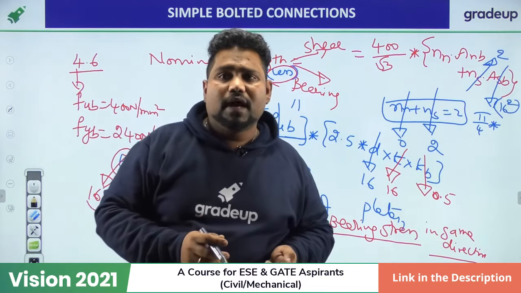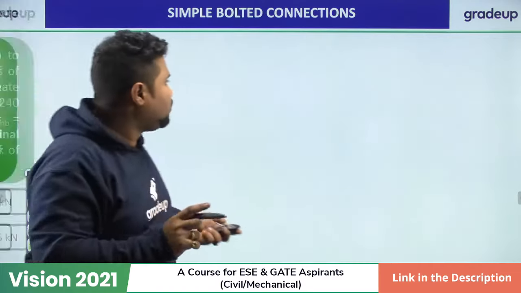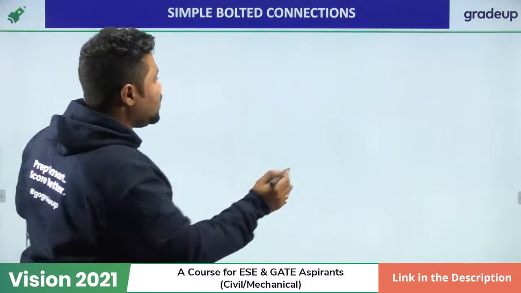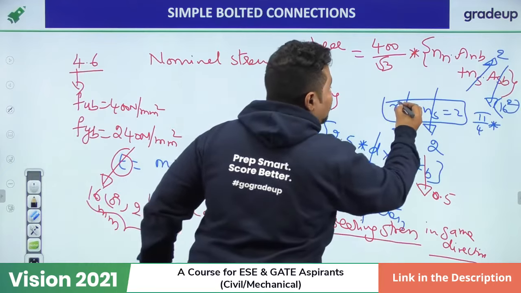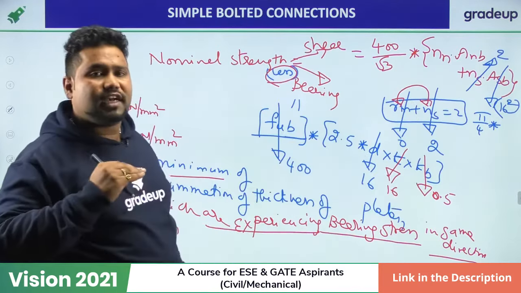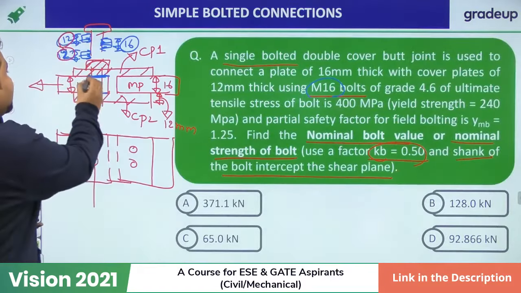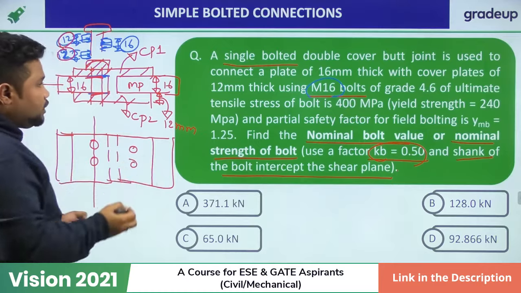Shivam Garg says, are NS plus NN plus NS, please repeat. Okay, no problem Shivam Garg. If you see NN plus NS, that is the total number of shear planes, whether it is intercepting at thread level or at shank level. In total it is equal to 2. That is what you can observe here.